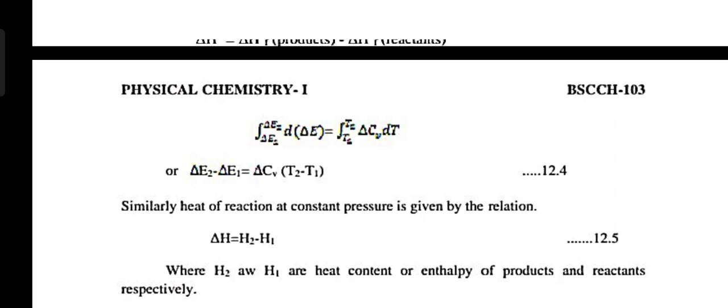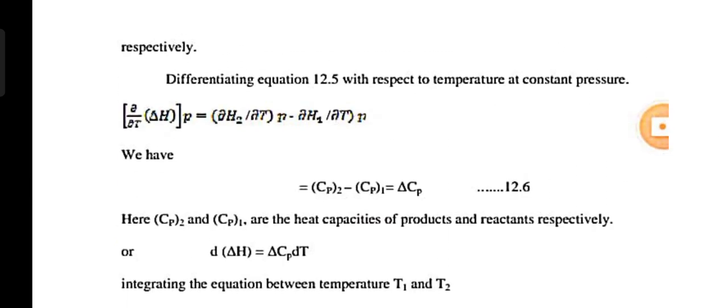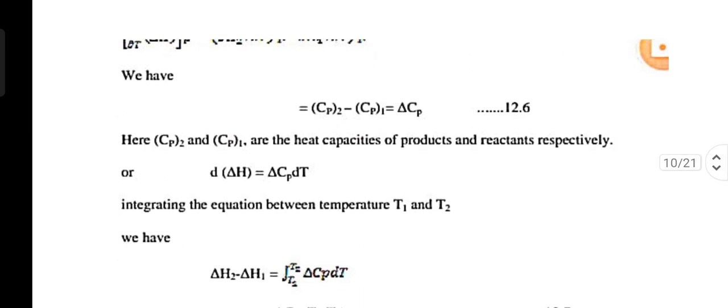ΔE2 minus ΔE1 is equal to ΔCv into (T2 minus T1). Similarly, heat of reaction at constant pressure is given by the relation ΔH is equal to H2 minus H1, where H2 and H1 are the heat content or enthalpy of the product and reactant respectively. Differentiating equation 12.5 with respect to temperature at constant pressure, we have Cp2 minus Cp1 is equal to ΔCp, where Cp2 and Cp1 are the heat capacities of product and reactant respectively.